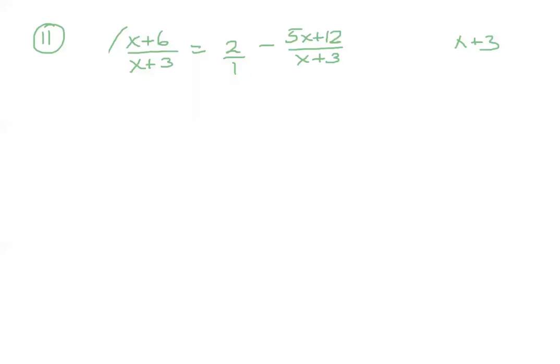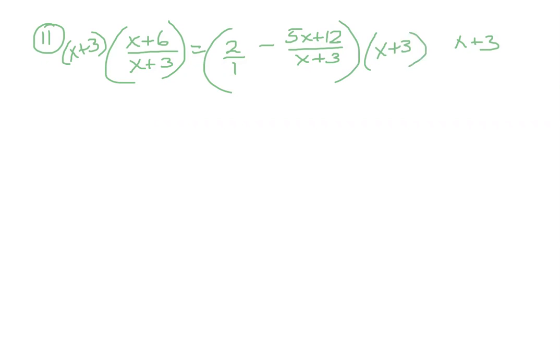Let's look at number 11. Two more. We've got x plus 6 over x plus 3 equals 2 minus 5x plus 12 over x plus 3. Okay, this we can write like that. What's our common denominator? It's just going to be x plus 3. So we're going to multiply this side by x plus 3 and this whole side by x plus 3.